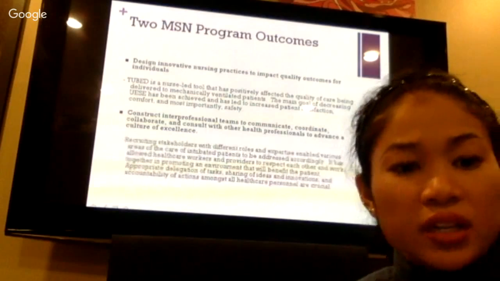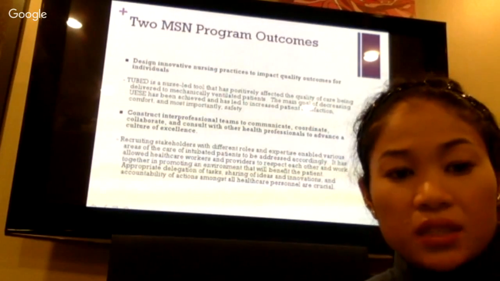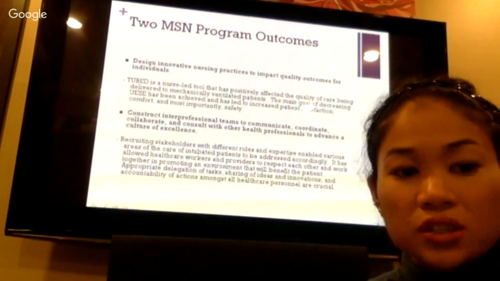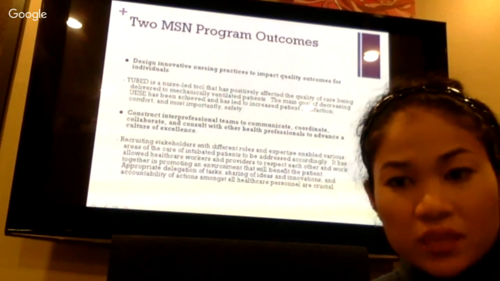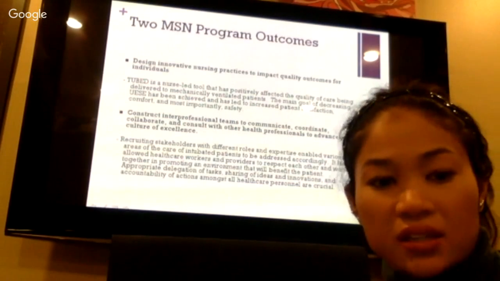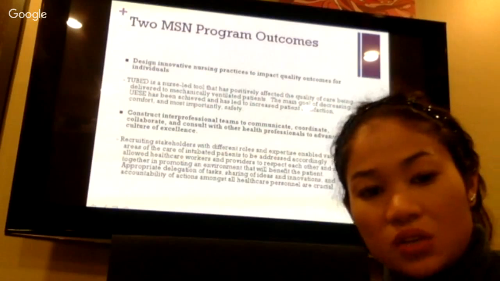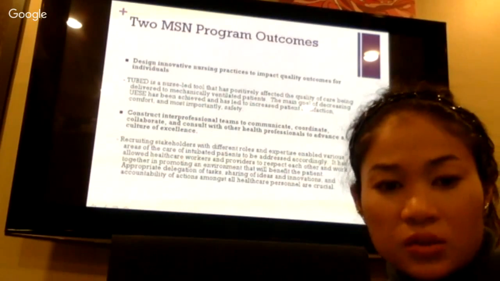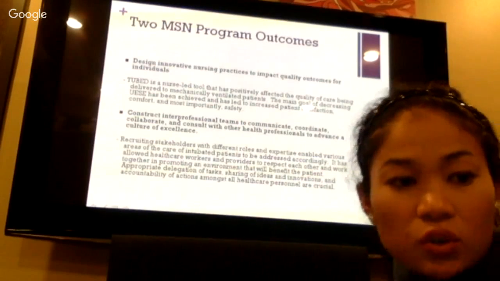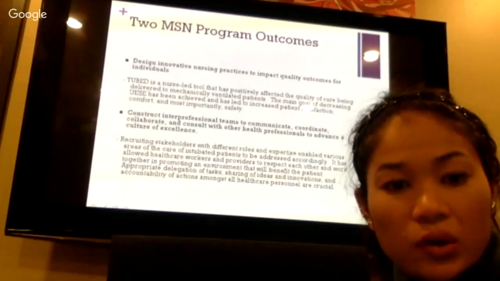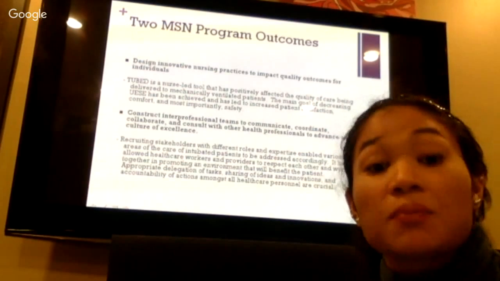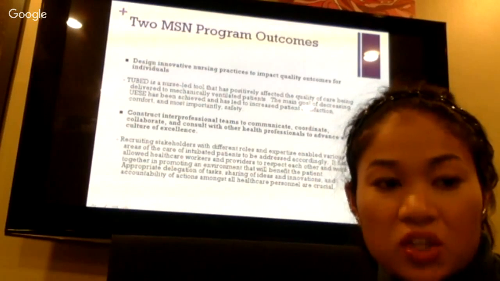So this project would not have been possible without the key stakeholders and most especially, the staff's full cooperation. Recruiting stakeholders with different roles and expertise enabled various cares of the intubated patients to be addressed accordingly. It also helped nurture an environment where all these different disciplines were no better than the other, but instead showed how combining everyone's talents and skills would only benefit and impact the quality of care being given to the patient.